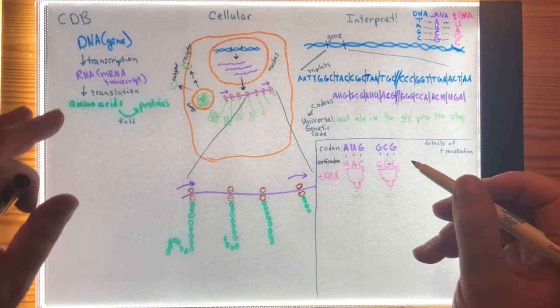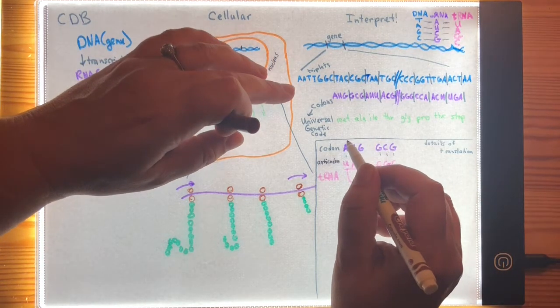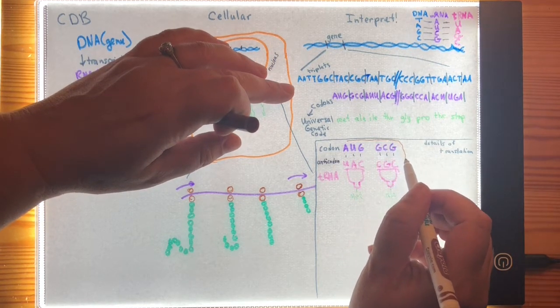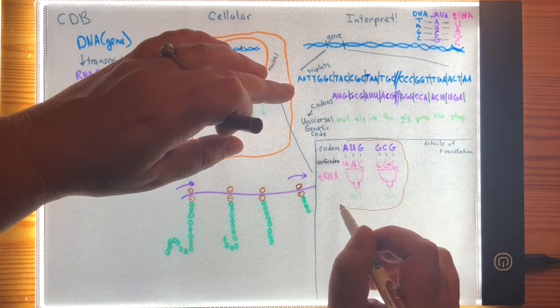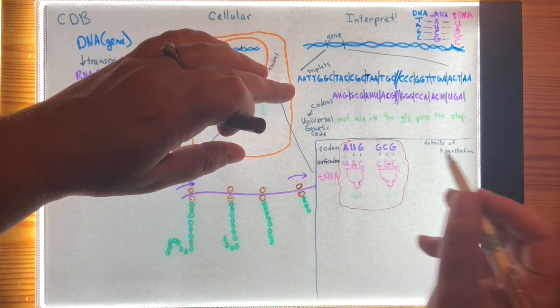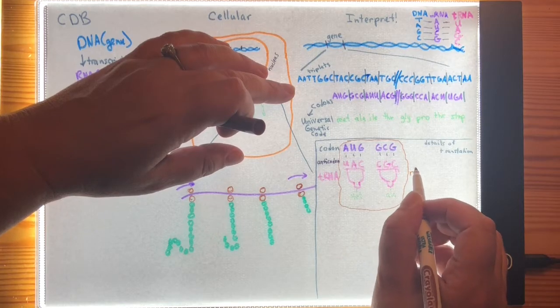Remember, when we're looking at the universal genetic code, we're looking at the original mRNA transcript rather than the anticodon. We use the codon to determine the amino acid sequence and not the anticodon.